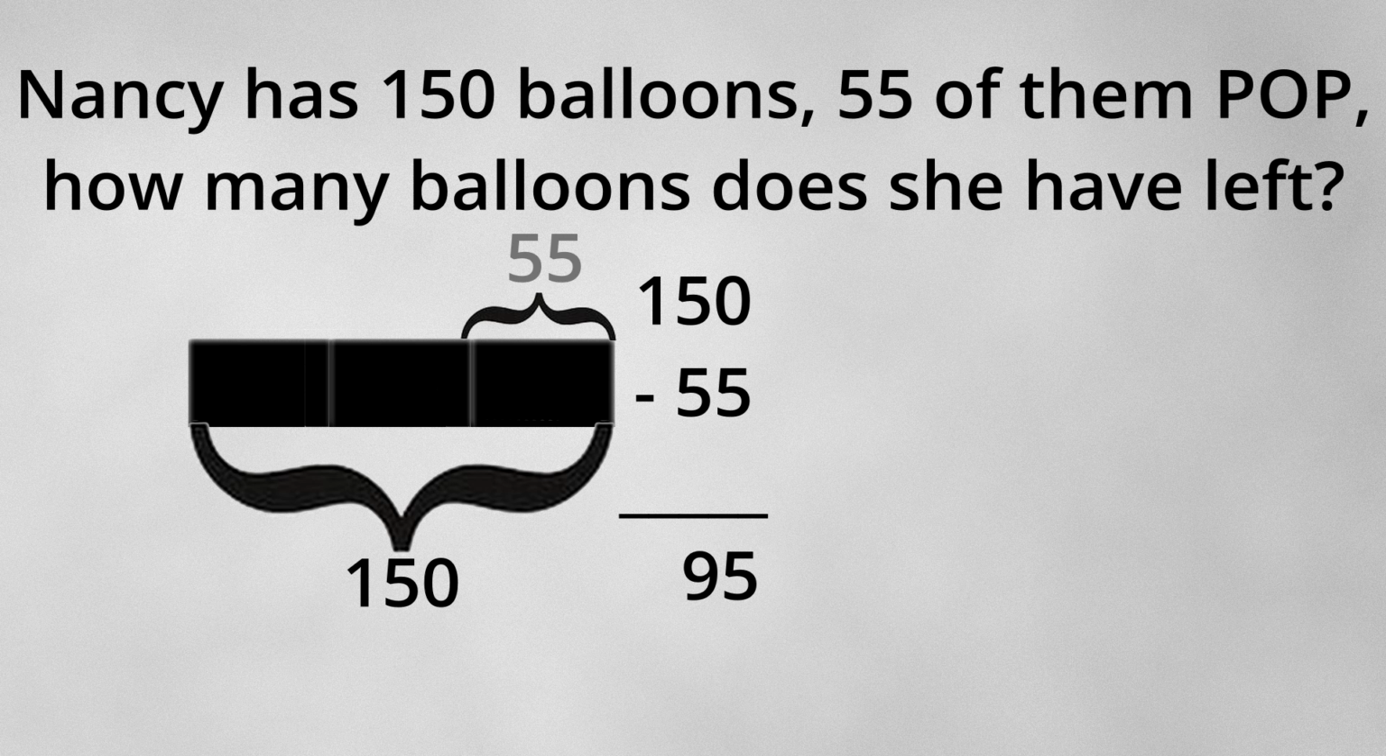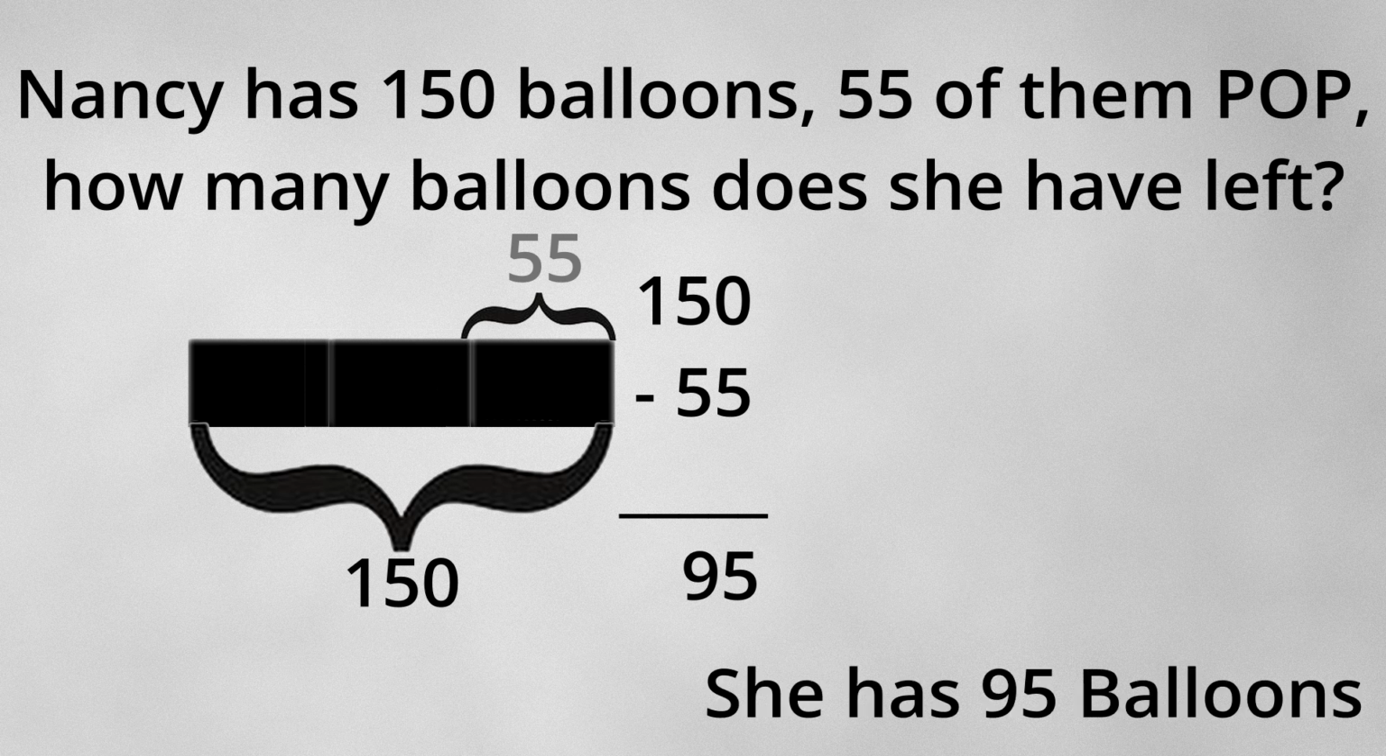You can't subtract that too. And we have to regroup again. So when we regroup, we get 14. 10 plus 4 is 14. So 14 minus 5 is 9. And our answer is 95. So she has 95 balloons left for the party. Maybe for the party. So stay tuned for what happens next to Nancy's party.